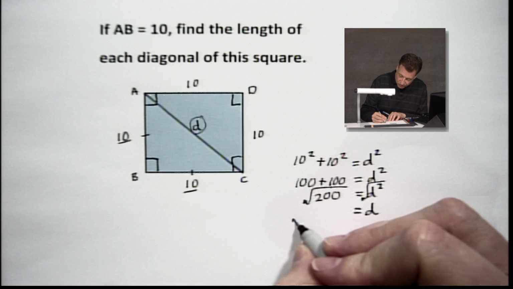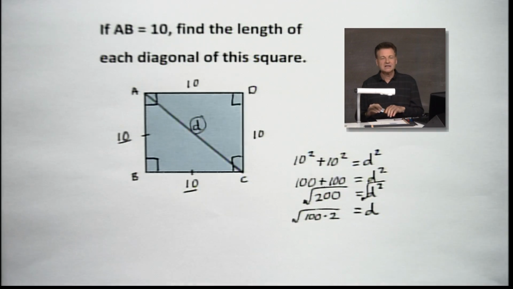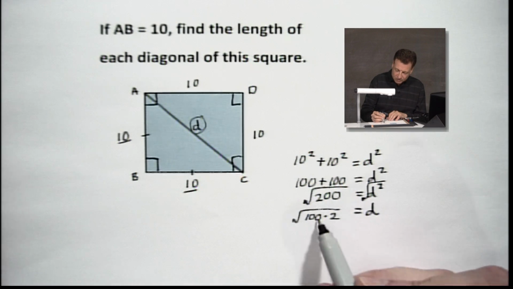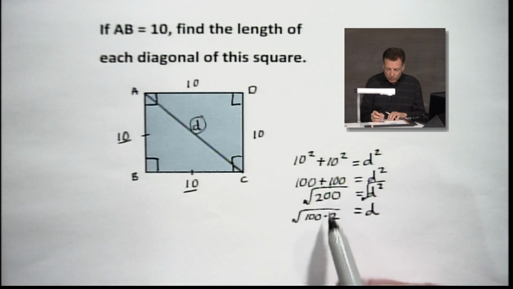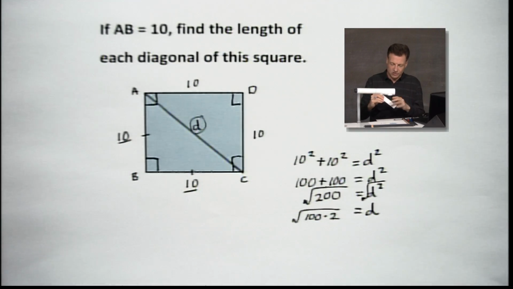So let's see. We've got the root. We've got a 100 times a 2. Now, why do I do that? Because I have to break this down to a perfect square times a number. When you say 200, you're just going like, man, 100 is saying, use me, use me, use me. It's right there just crying for you to do that. So we've got 100 times 2.